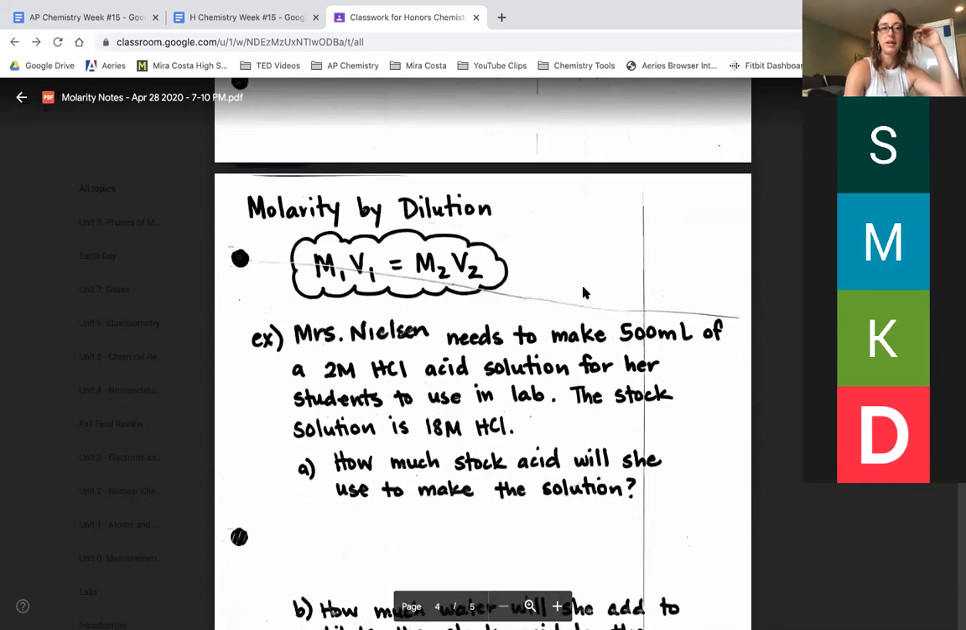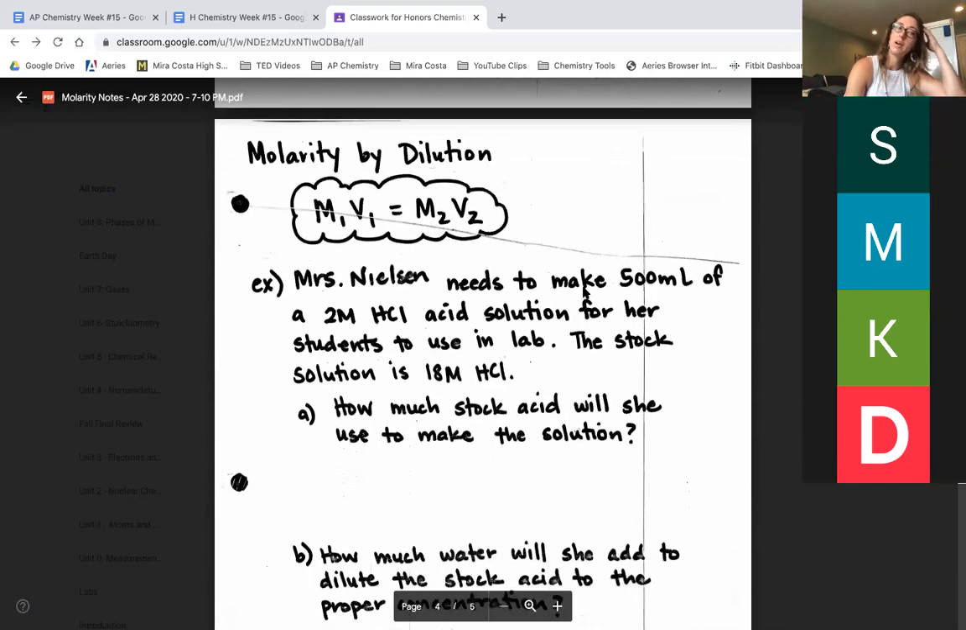Okay, all right, and then perhaps the more common thing that we do is molarity by dilution. Let's say I've got this solution that I made in my stockroom and I need to dilute it down to a new concentration. Now I'm going to tell you, you can never make a solution more concentrated. You can only make it more dilute. And this is what you would be doing if we did this lab. So molarity by dilution uses this.